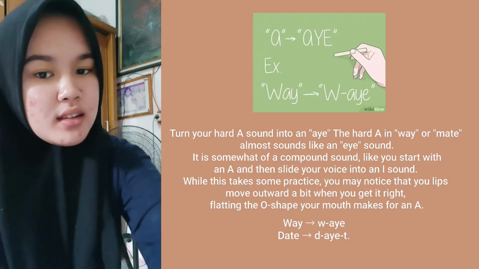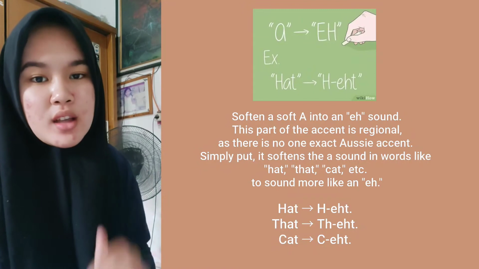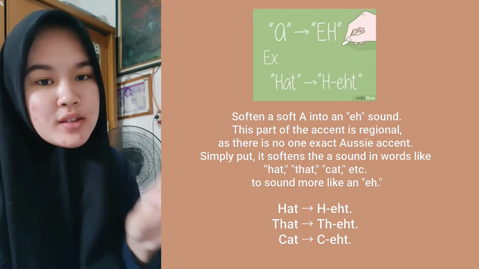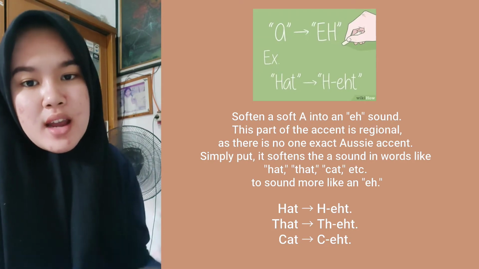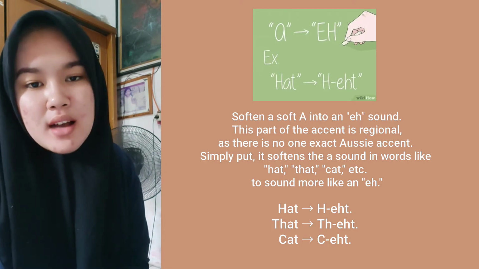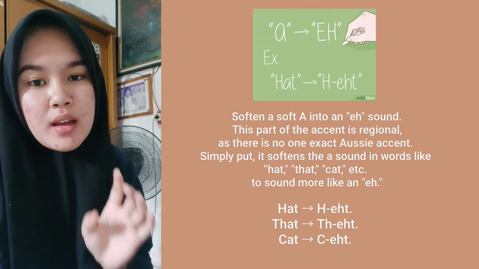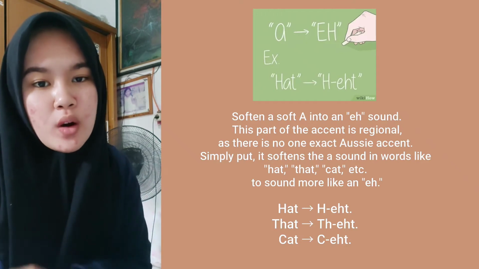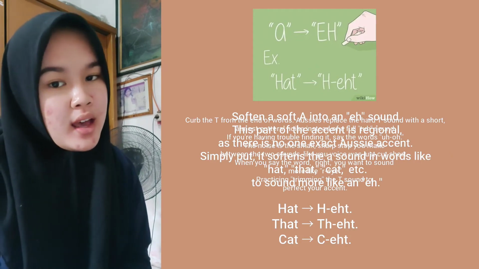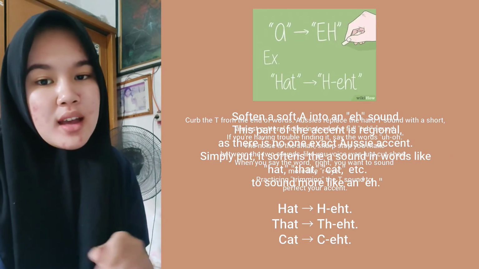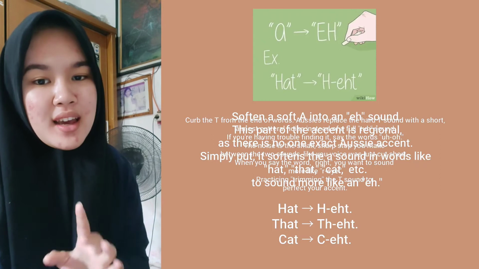date. Number 3, soften a soft A into an A sound. This part of the accent is regional, as there is no one exact Aussie accent. Simply put, it softens the sound in words like hat, dad, cat to sound more like an A. Hat, dad, hat, cat.